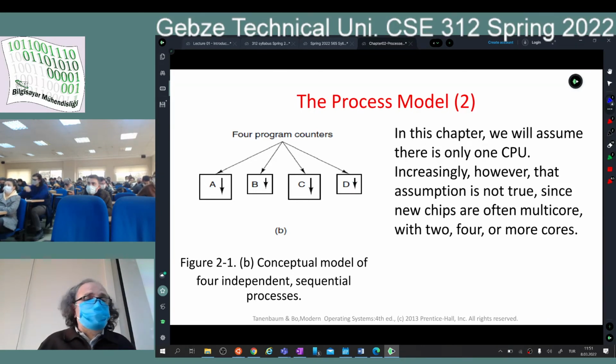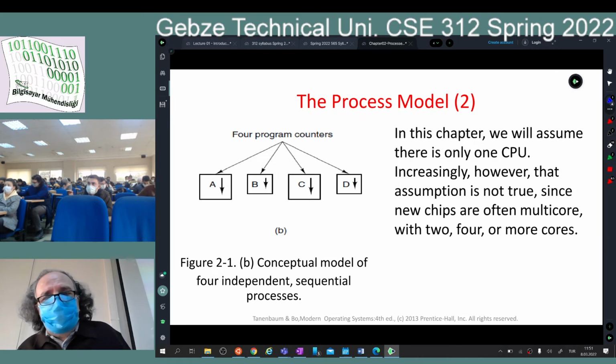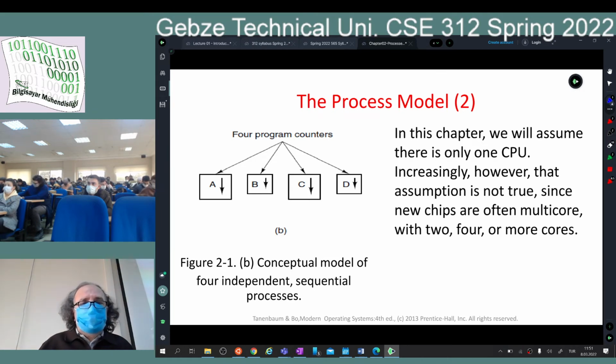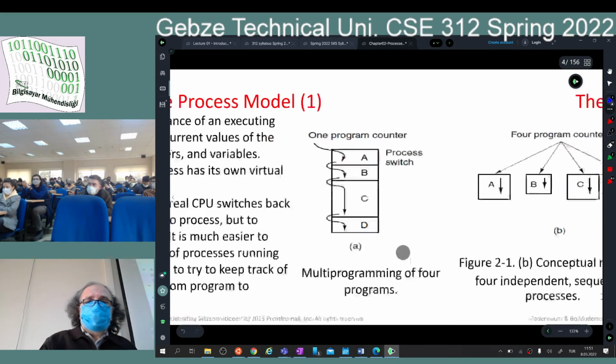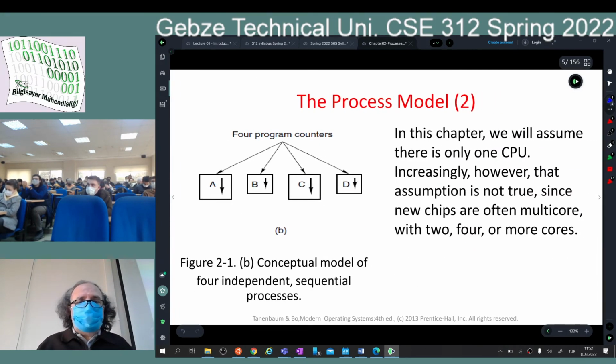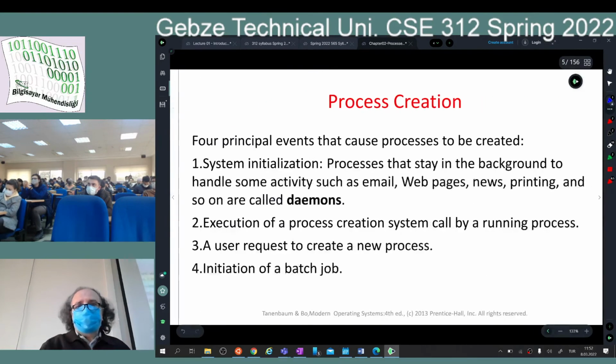And this is our assumption in this chapter. We will assume that there is only one CPU available, and you do this time multiplexing to switch from one process to another process, and do it in reality, but make it look like this is happening in parallel for the programmers, for the end users.